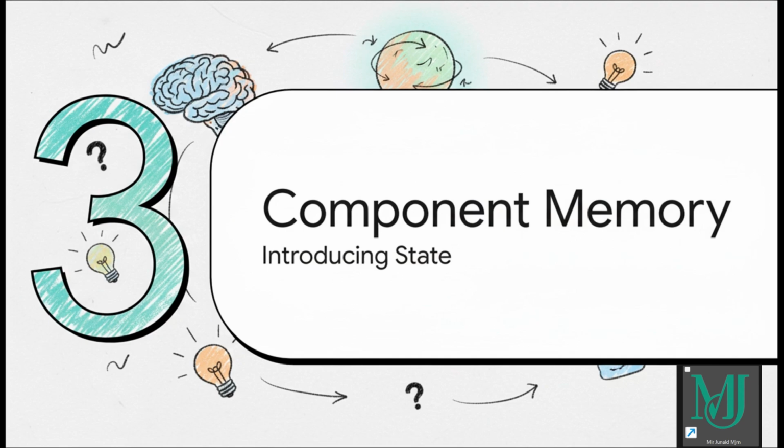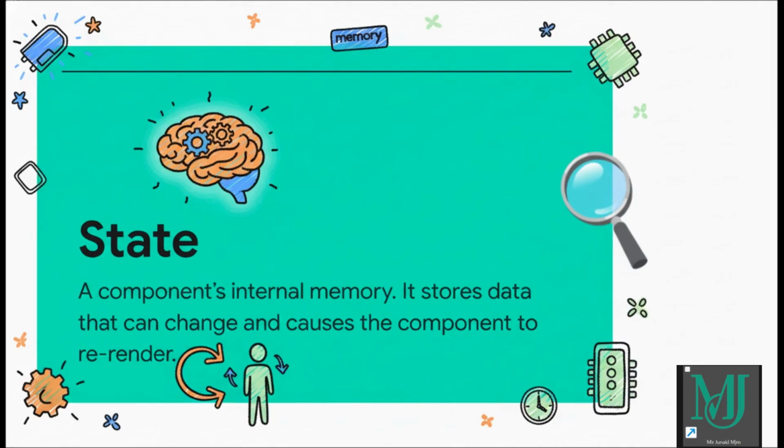Alright, so let's recap. Our little component has its DNA from props, it's got a voice to talk back to its parent. That's pretty good. But for it to be truly dynamic, it's missing one crucial piece. It needs a memory. It needs the power to remember things on its own and change based on its own experiences. And this is where state enters the picture.